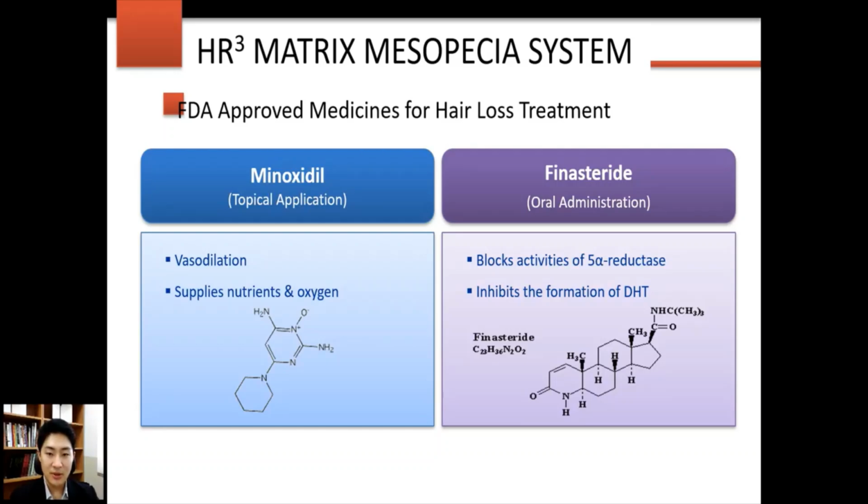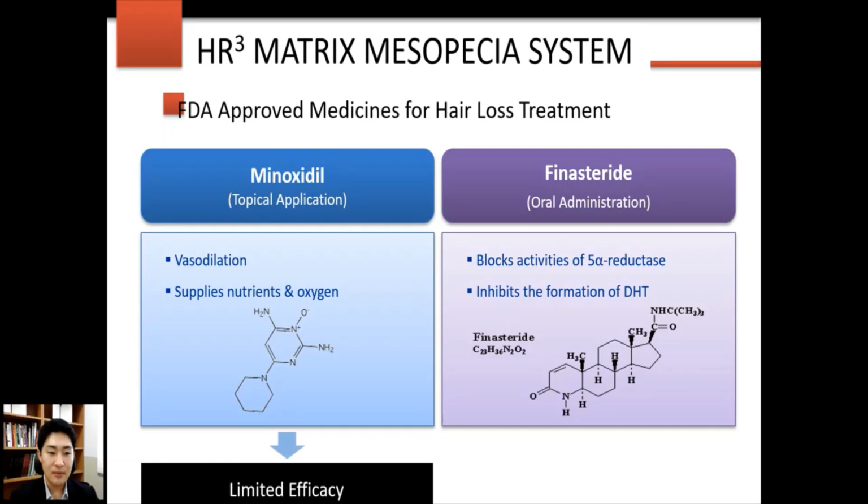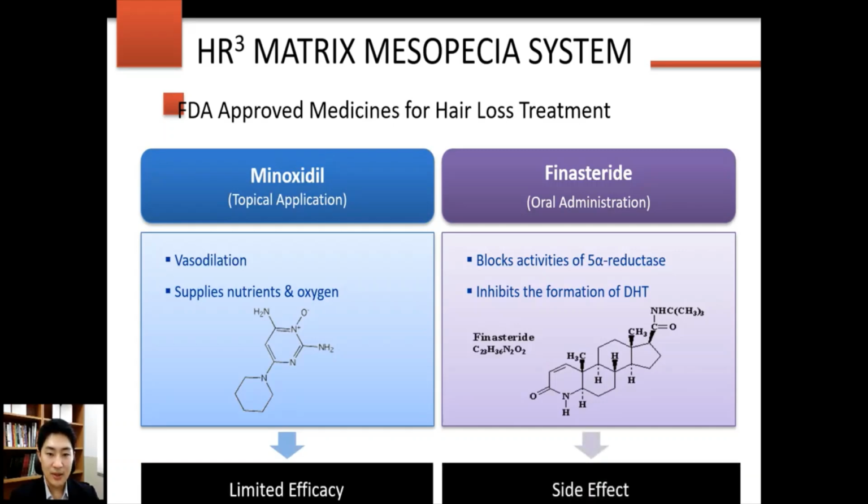But there are problems using these drugs. Minoxidil has limited efficacy while finasteride is sometimes not safe. A small percentage of men have significant side effects. It can affect mood, it can have an effect on mental health, and it can even affect libido. Fertility can also be compromised because it's a hormone-based treatment.